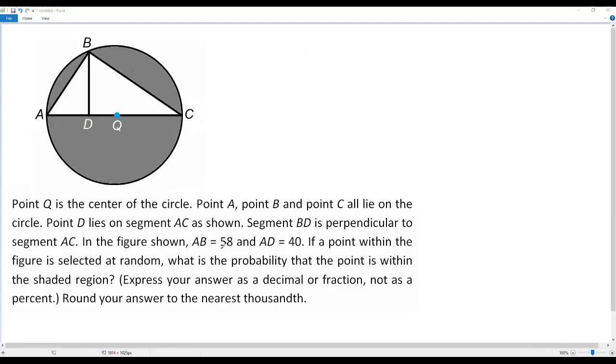We have AB equals 58. Here we have the line segment AB, its length is 58, and the length of AD is 40. Let me mark it over here. And also the line segment BD is perpendicular to AC. Here we have BD, it's perpendicular to AC, so we have a right angle over here.